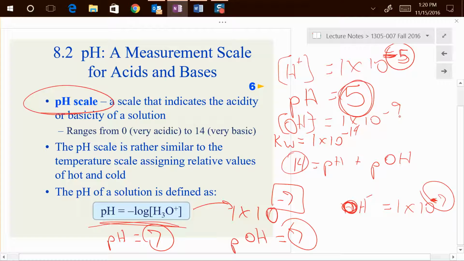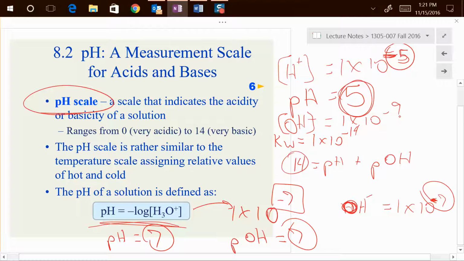Because they have to be in equilibrium. They have to maintain. So if I take 1 times 10 to the negative 9 and multiply it by 1 times 10 to the negative 5, it's going to equal 1 times 10 to the negative 14. Just like pH plus pOH has to equal 14. 5 plus 9 is 14. Okay? So hopefully you're starting to develop this idea of how pH and H plus ion concentrations and everything are related. Okay?